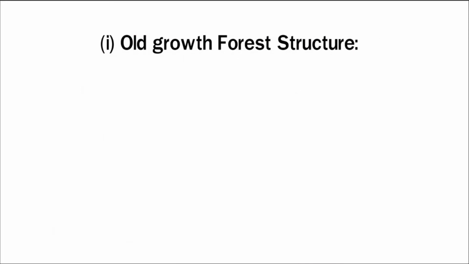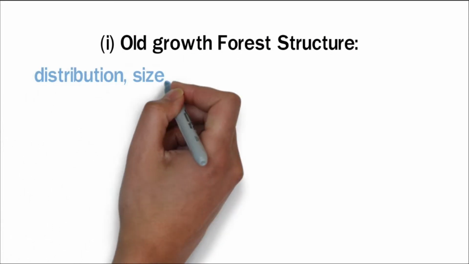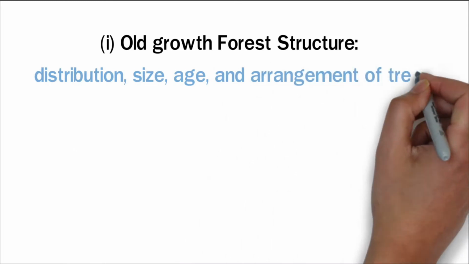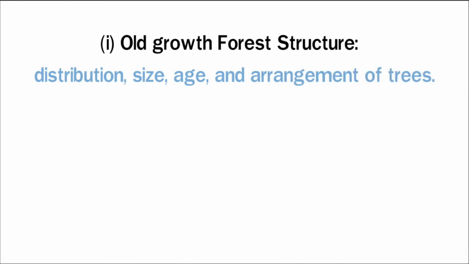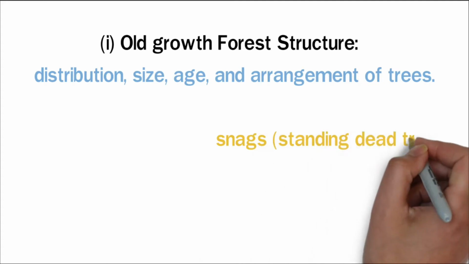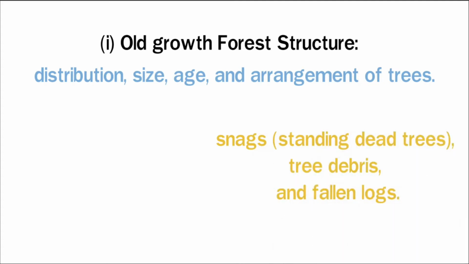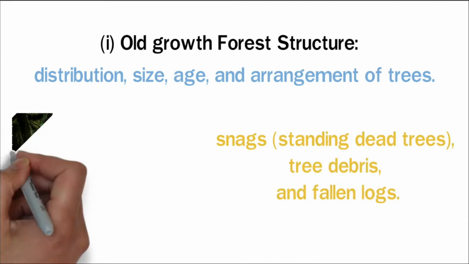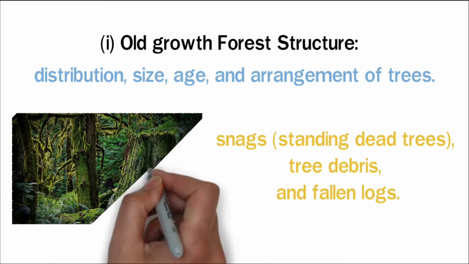Old-growth forest structure. In old-growth forests, the structure is all about the distribution, size, age, and arrangement of trees. Old-growth forests consist of snags, standing dead trees, tree debris, and fallen logs. A structure can also be defined by the concentration of trees across the landscape.